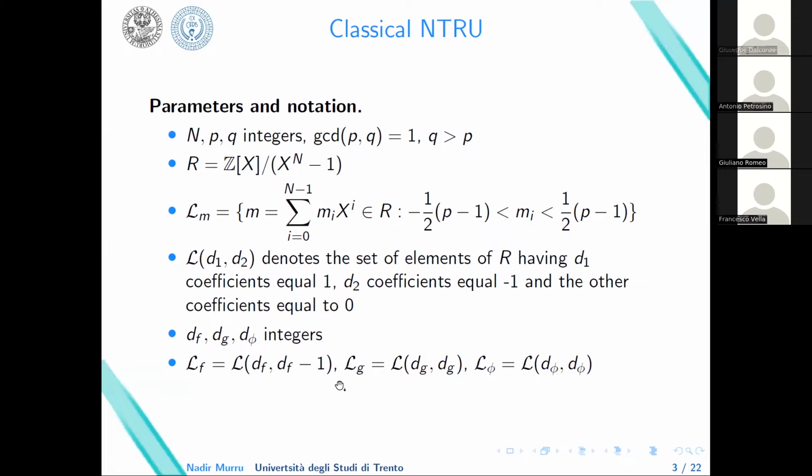Then we also have these three sets of polynomials, which we call ternary polynomials, since the coefficients of these polynomials are just minus 1, 0, and 1. We require for the polynomials chosen in this set that the number of ones is equal to this fixed integer d_f, the number of coefficients equal to minus 1 is equal to d_f minus 1, and the remaining coefficients are 0. And similar is the definition of these other sets.